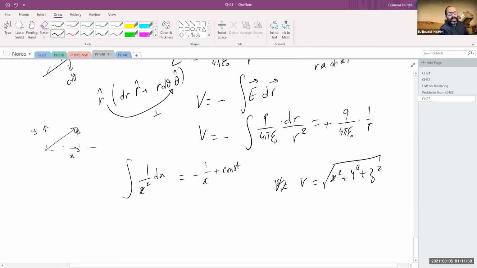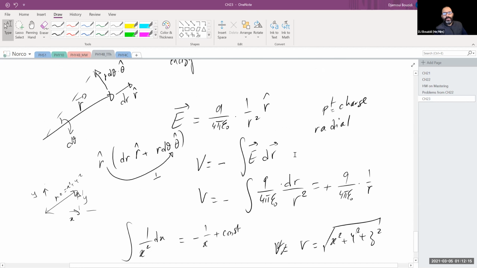So using the Pythagorean theorem, R squared is equal to x squared plus y squared. Obviously in space, you have to add a z squared to it, that's all, okay? So if you're curious what happened to the x and y and z, they're inside this square root, okay? So this is the potential for a point charge.